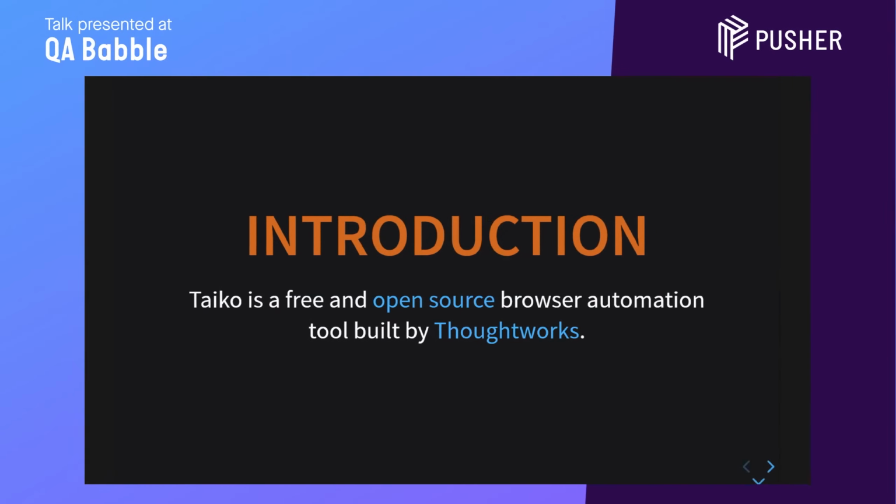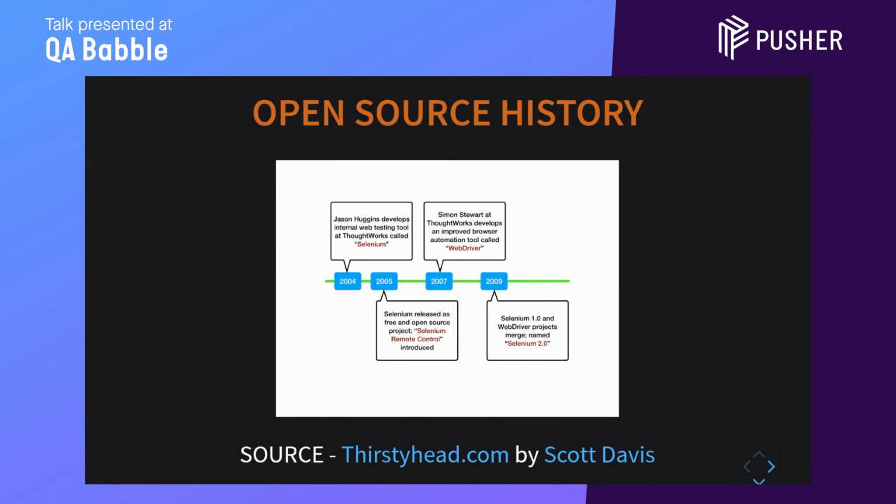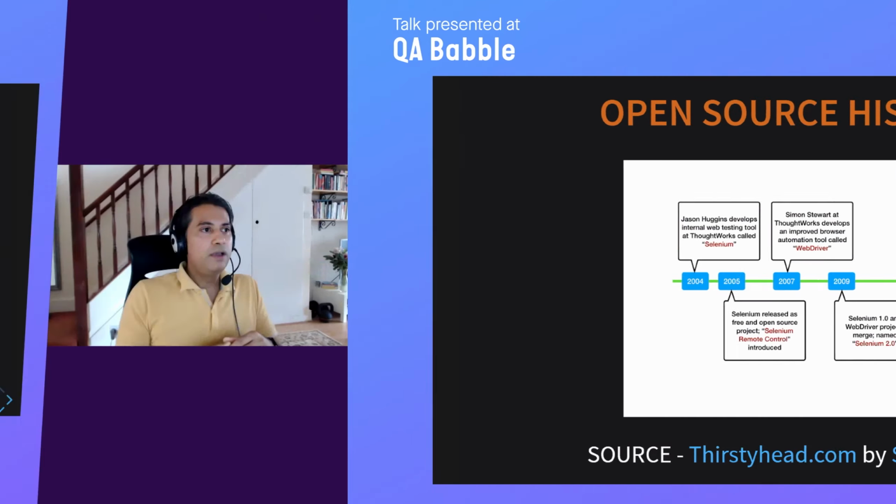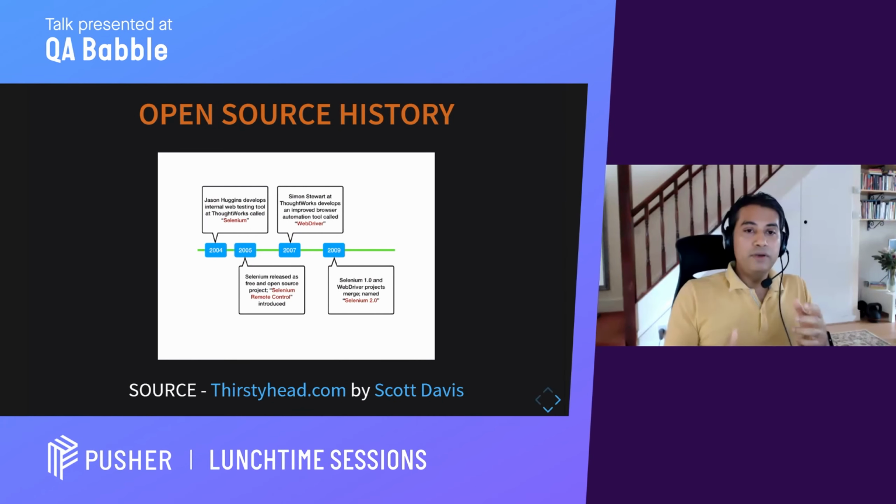So Taiko, introduction. It's a free and open source browser automation tool built by Thoughtworks. And Thoughtworks itself has a great open source history because they were actually the people who created Selenium that we are all familiar with. They were also the people who came out with WebDriver, and WebDriver combined with Selenium became Selenium WebDriver, and WebDriver is currently a W3C standard.